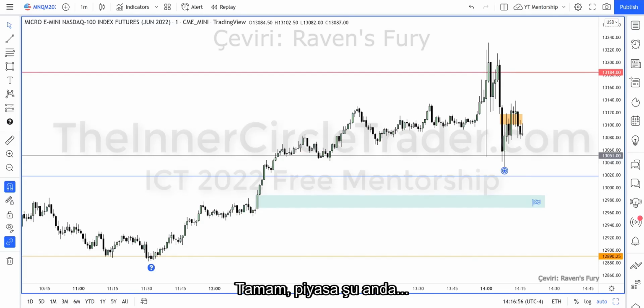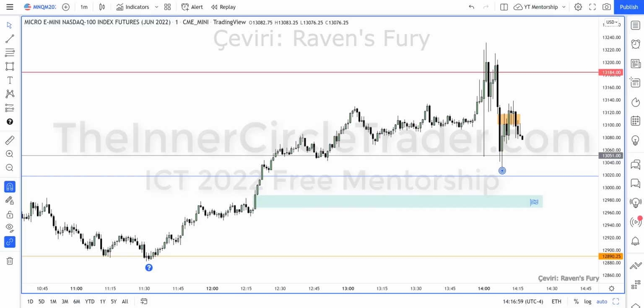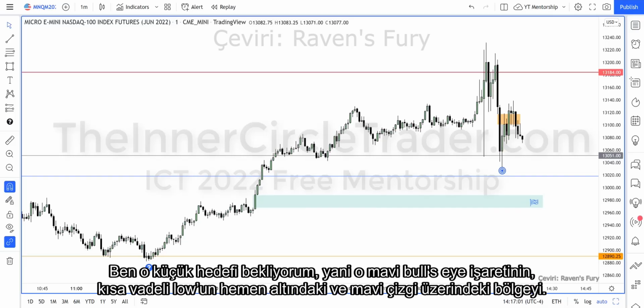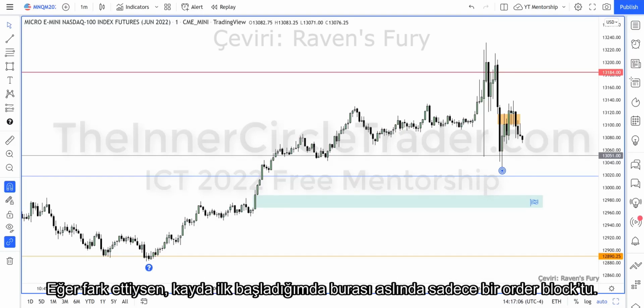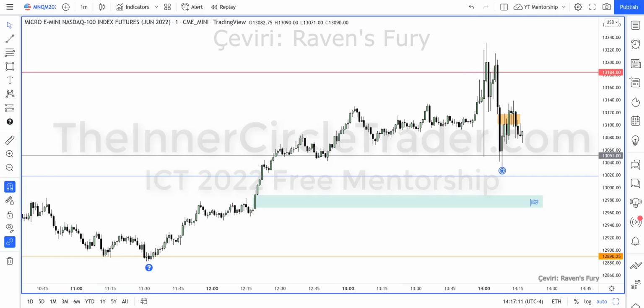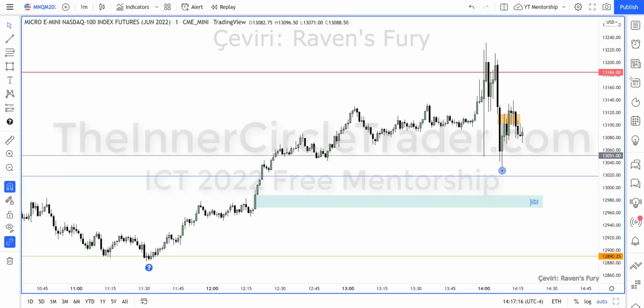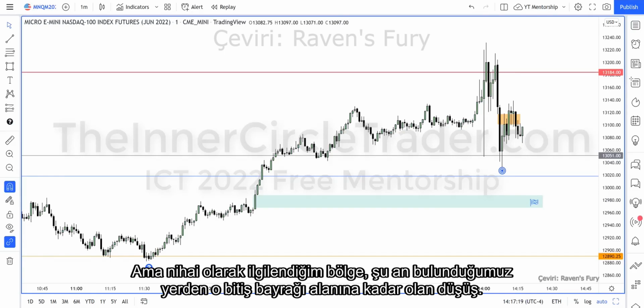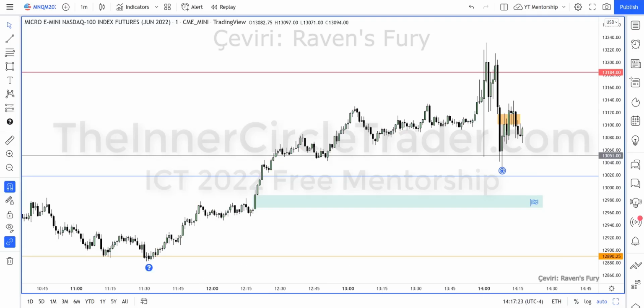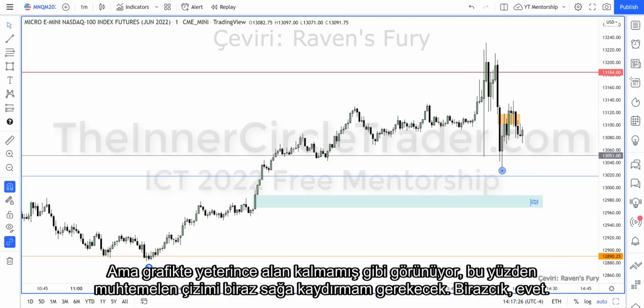Okay, the market is likely to keep dropping in here. I'm looking for that little bullseye, that blue bullseye right below that short-term low. And that blue line, if you notice when I first started the recording here, that was really just an order block, so it could bounce there a little bit. But ultimately my interest is from where we are now down into that checkered flag area. It doesn't look like I got enough room, so I'm probably going to have to move that over to the right a little bit.